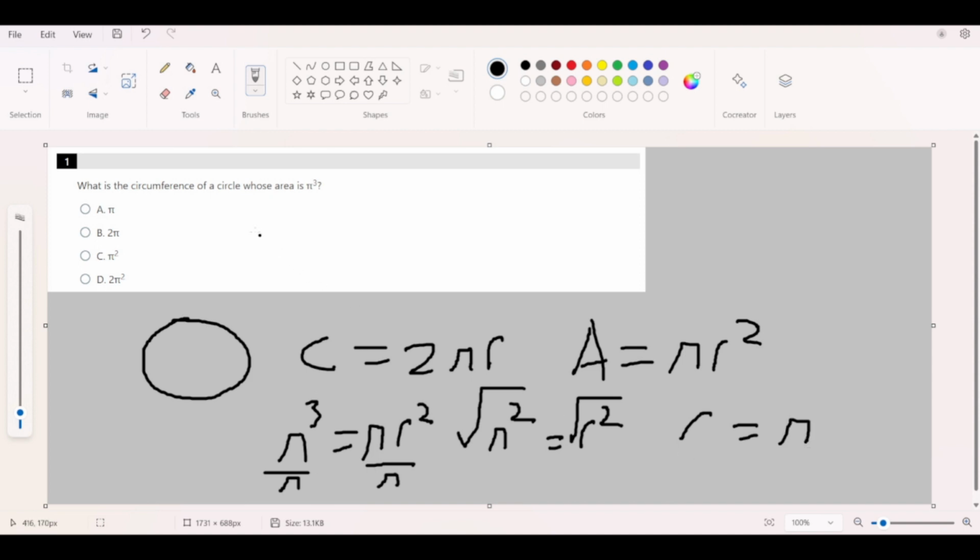Now, we're asking for the circumference, which is 2 pi r. Okay, so we have to plug our r back into 2 pi r, which would mean your circumference is equal to 2 pi times your r, which is pi, which means that your circumference is equal to 2 pi squared.